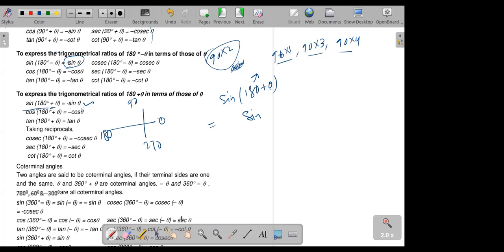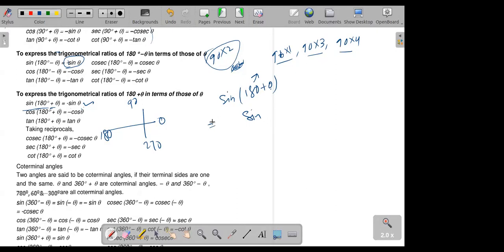Not all of them will be positive. If you want to check, just go through this rule and you will automatically get the answer. Sine and cosec will be positive, and the rest will be negative. They have written cosec correctly, just sine is incorrect.